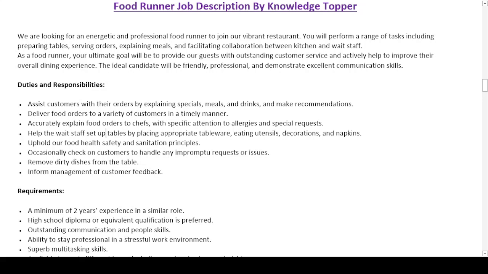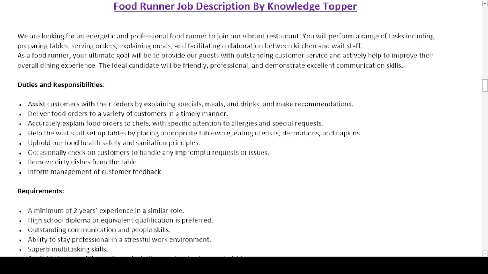Uphold our food health, safety, and sanitation principles. Occasionally check on customers to handle any impromptu requests or issues. Remove dirty dishes from the table. Inform management of customer feedback. So all these are the detailed duties and responsibilities for a job of a food runner.